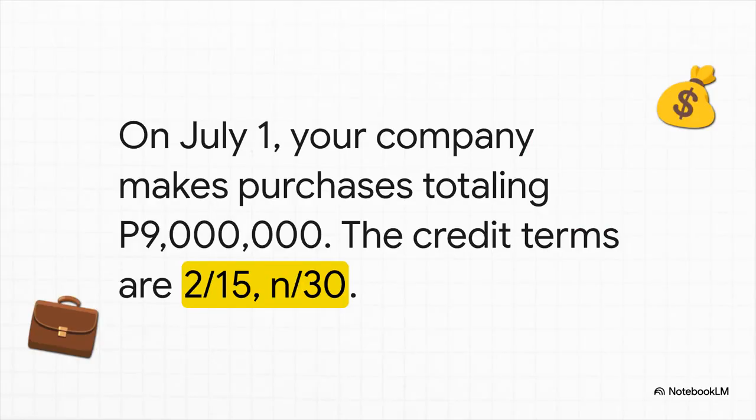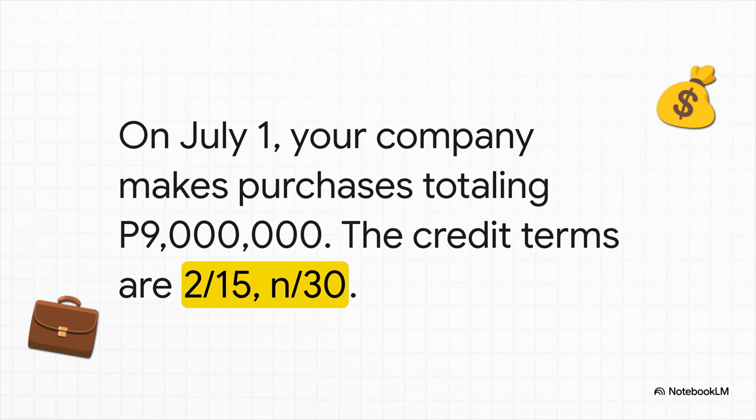Let's make this real with an example, just like you'd see on an exam. Imagine on July 1st, your company buys a whole lot of stuff. One batch for 4 million pesos, another for 5 million. The supplier gives you terms of 2/15, n/30. And we all know what that means, right? Pay within 15 days, you get a 2% discount.